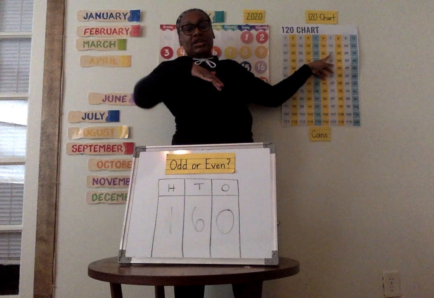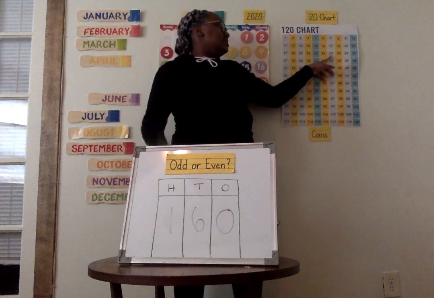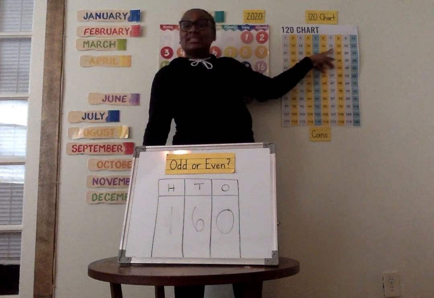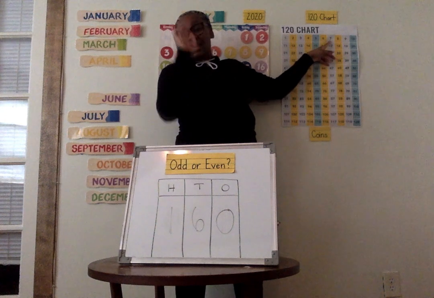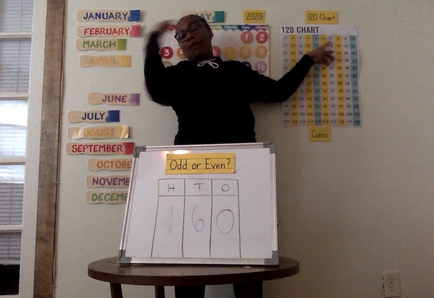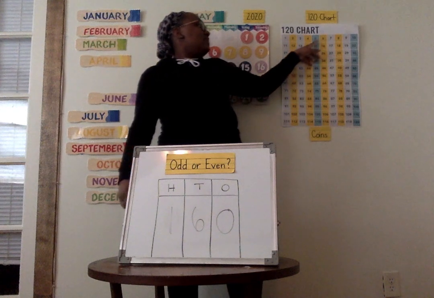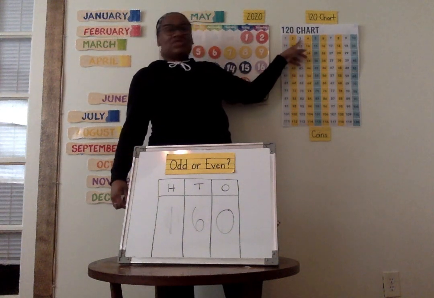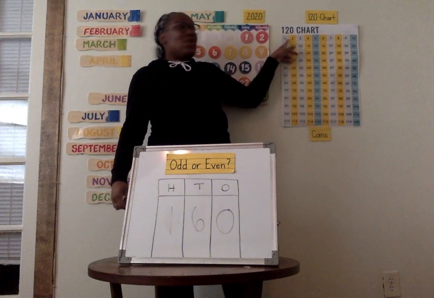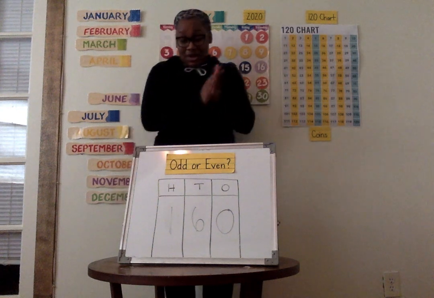Stop. Switch. Count back by tens. 27, 17, 7. Stop. Switch. Count back by ones. 7, 6, 5, 4, 3, 2, 1, and 0.